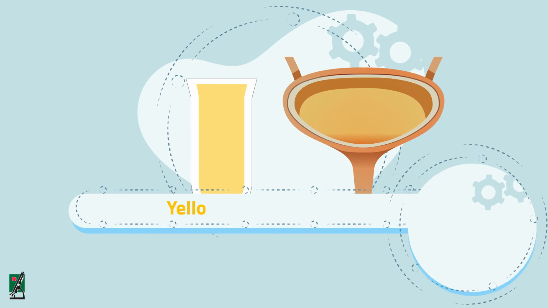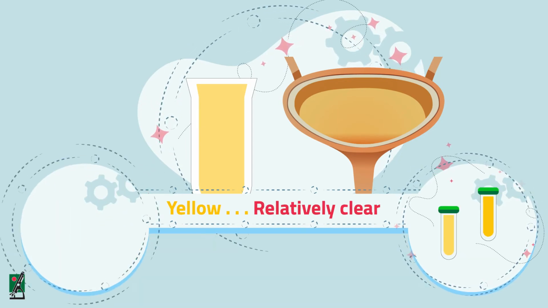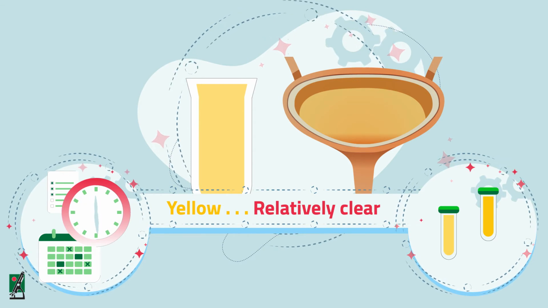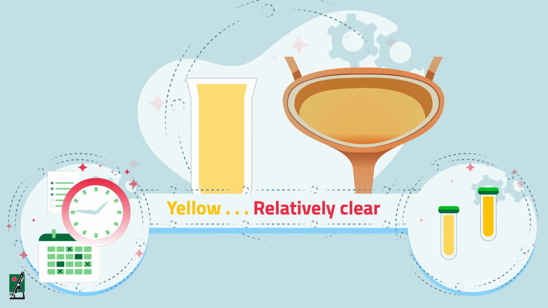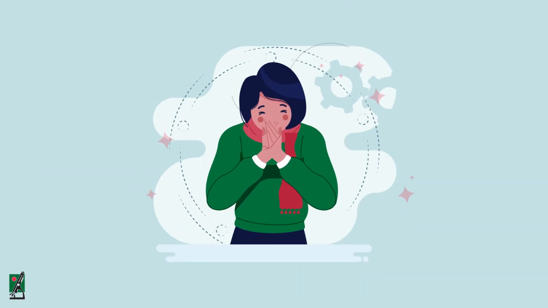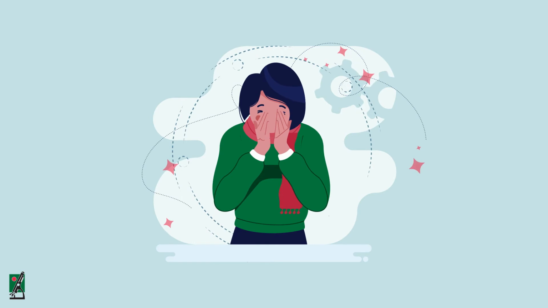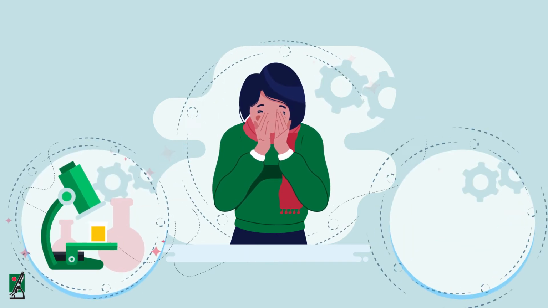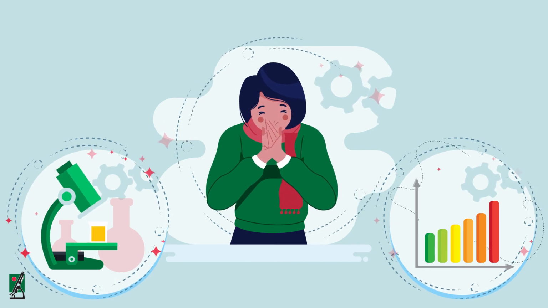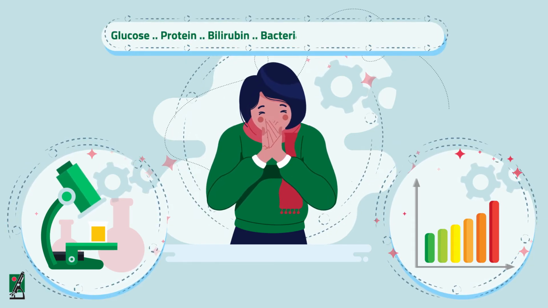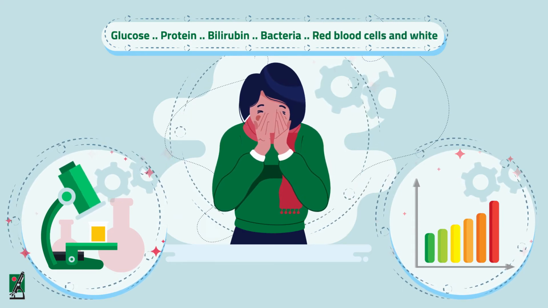Urine is generally yellow and relatively clear, but each time a person urinates, the color, quantity, concentration, and content of the urine will be slightly different because of varying constituents. Many disorders may be detected in their early stages by identifying substances that are not normally present in the urine, and by measuring abnormal levels of certain substances such as glucose, protein, bilirubin, bacteria, red blood cells, and white blood cells.